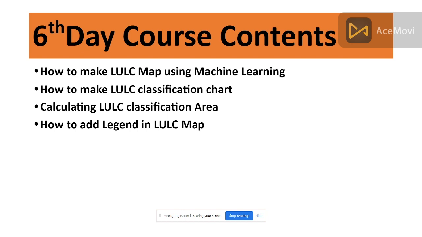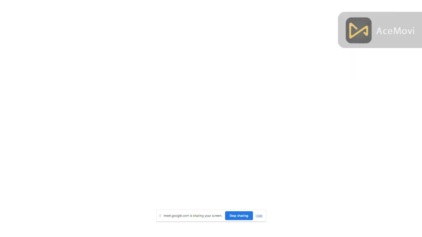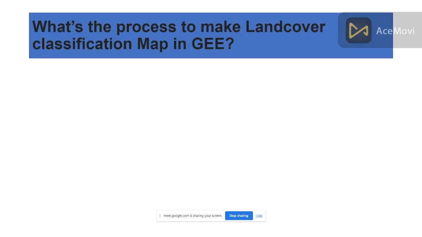Supervised and unsupervised: how to make the land use land cover classification chart, the land use land cover classification area, and how to add the legend in a land use land cover map. So let's go. When you want to make the land use land cover classification map using supervised classification, I will talk about supervised first, then unsupervised. Mainly, for supervised classification, when you want to make the land use land cover map, we just need to follow some steps. First of all, you select your region of interest. Suppose which boundary or which area you want to make the land use land cover classification map for.